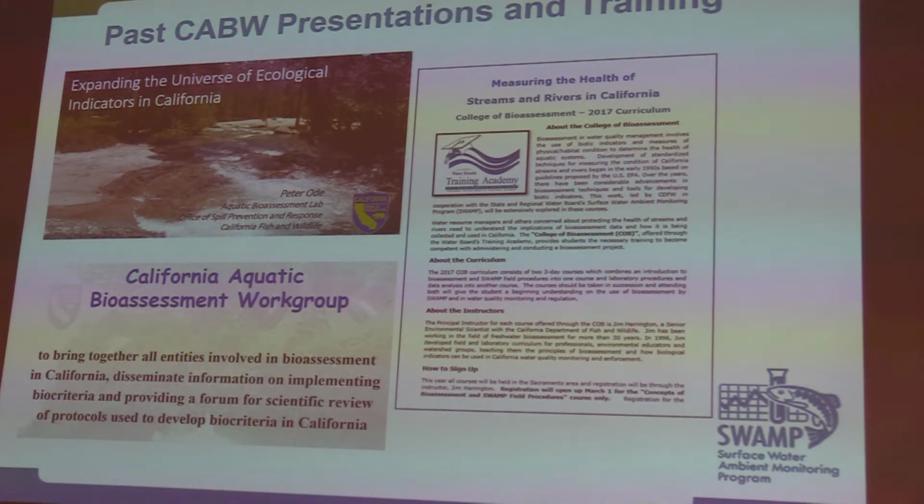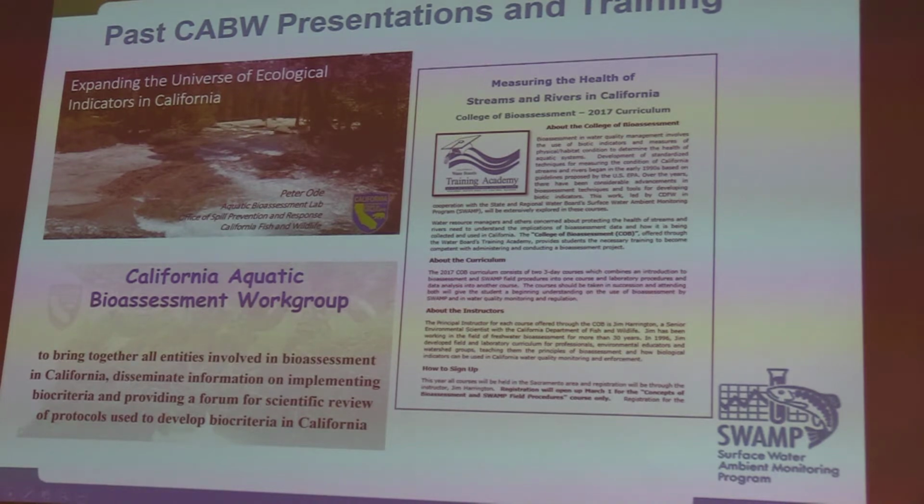Also included on the SWAMP website are all of the past CABW presentations from last year back through 2003. And like Jim was saying, it is interesting to see. This is actually a screenshot I took from Jim's presentation back in 2003. The goal of CABW was to bring everyone together to talk about how to develop biocriteria in California. And you look at that back in 2003 to 2016, last year, where Pete Ode gave a presentation on how we expand bioassessments for the next decade. So it's pretty interesting to see the progression of all the work that's been going on.